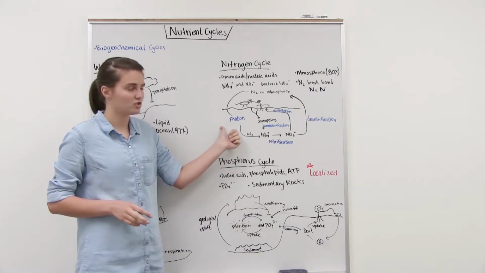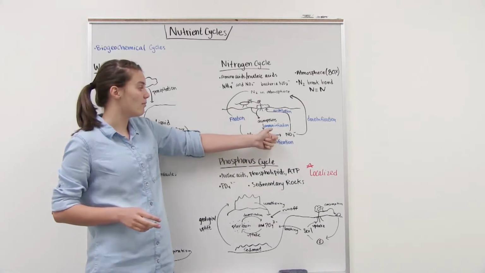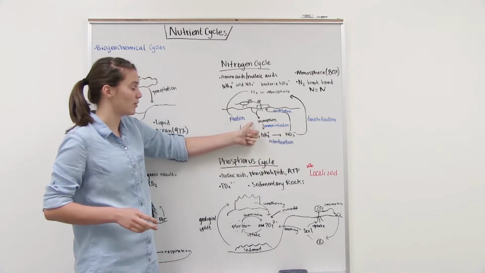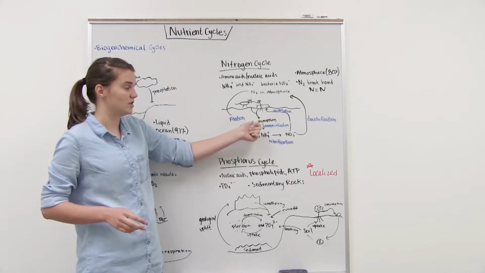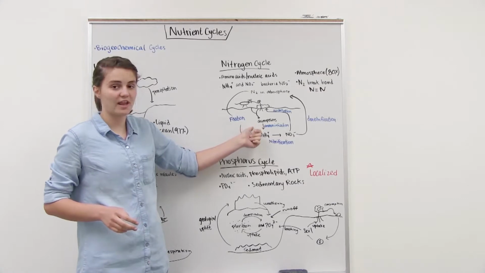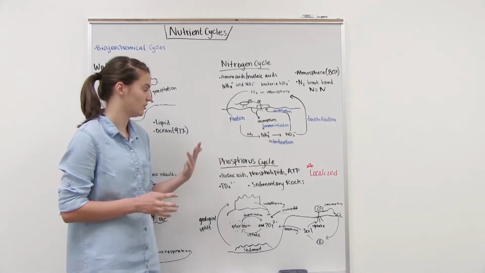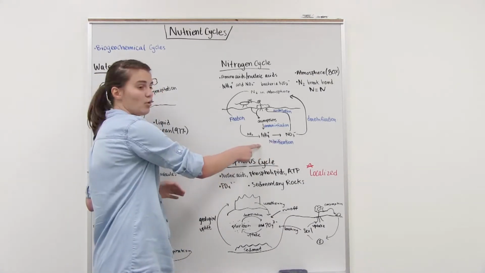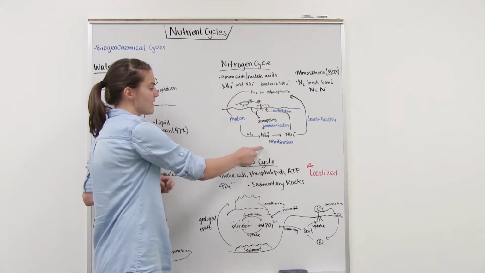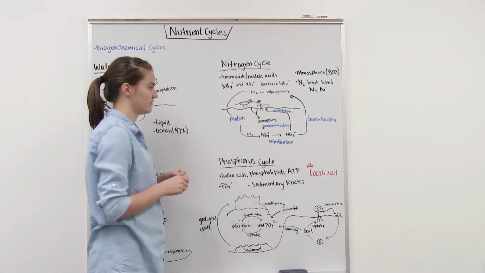So as we said, nitrogen fixation is taking N2 and converting it into some of these other forms. Ammonification is taking organic forms of nitrogen from living things that have now died, so decomposers do this, and they change this organic form into ammonia, so that's why it's called ammonification. And then nitrification is taking ammonium and changing it into nitrate, so that's why it's called nitrification.